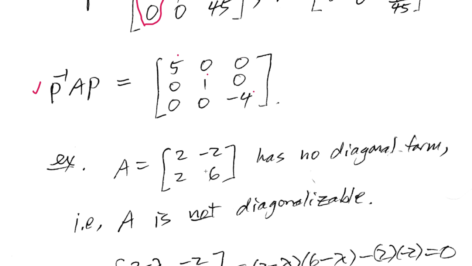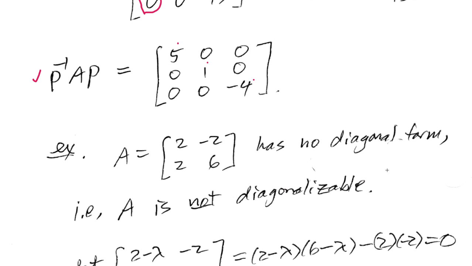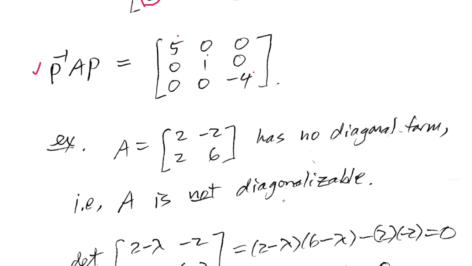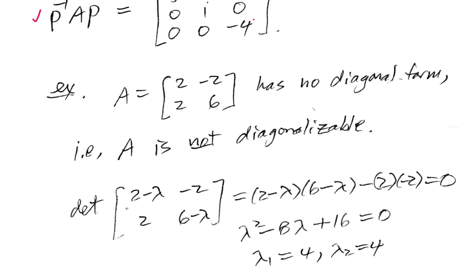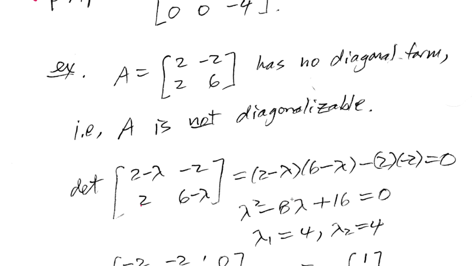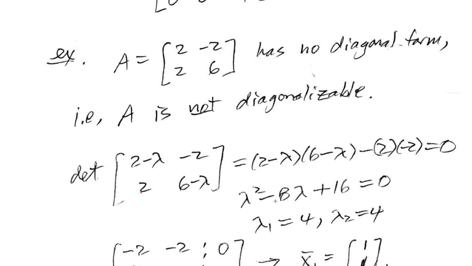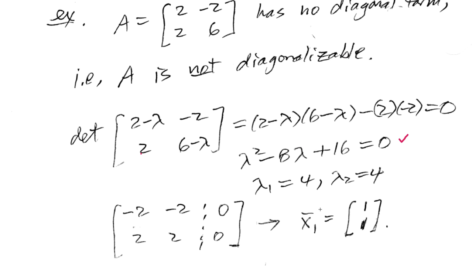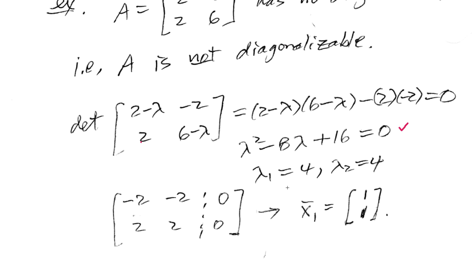I've got this 2x2 matrix, 2, -2, 2, 6. It has no diagonal form. In other words, it is not diagonalizable. Okay, I'm going to do it my old-fashioned way, determinant of A minus lambda I. So I get 2 minus lambda, -2, 2, 6 minus lambda. The determinant comes down to this: lambda squared minus 8 lambda plus 16 is 0. And you can see that's going to give you a double root, right? 4 occurs as a zero 2 times. So when I come up here, I've just got lambda 1 equals 4.